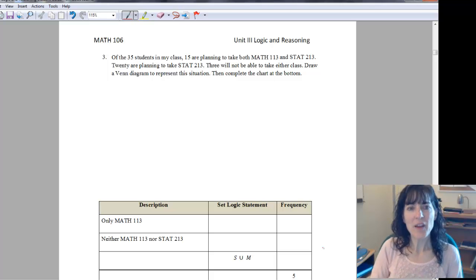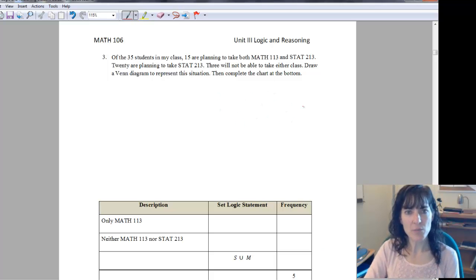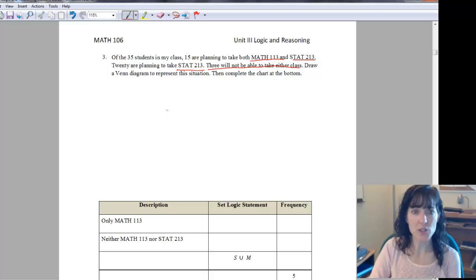Number 3, of the 35 students in my class, 15 are planning to take both Math 113 and Stat 213. 20 are planning to take Stat 213. 3 will not be able to take either class. Draw a Venn diagram to represent this situation.